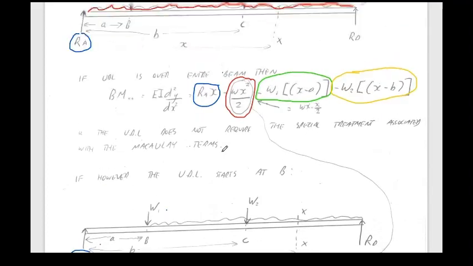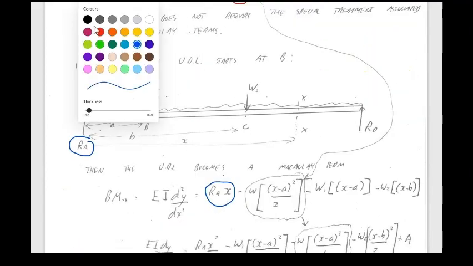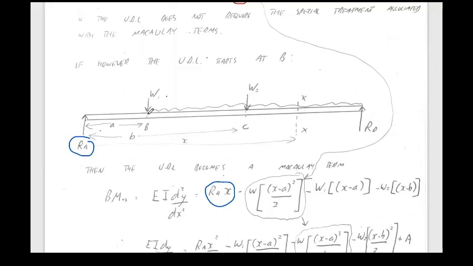Our next term, the one associated with the UDL, because the UDL now starts at position A and runs along my beam: from the left of position X, the magnitude of the load is W newtons per meter, but it's acting over X minus A, so it's W times X minus A. And where do we assume it acts? Well, if this distance is X minus A, we assume it acts in the middle, so that's X minus A over 2. So it's W times X minus A squared over 2. So that's where we end up with that term there.